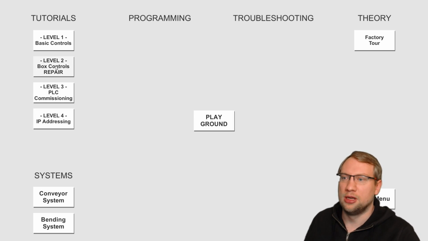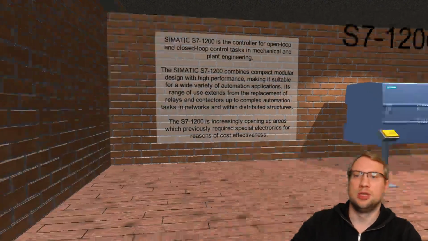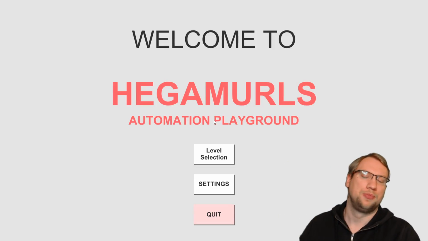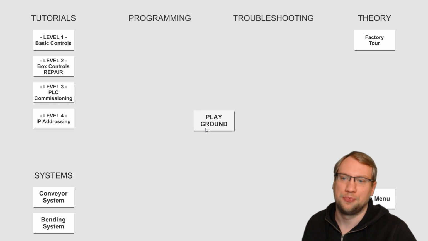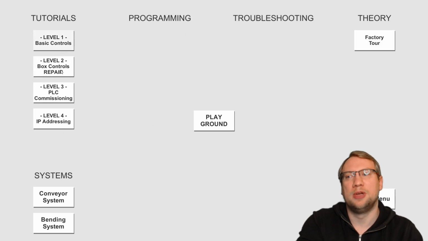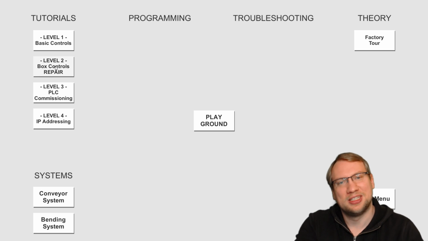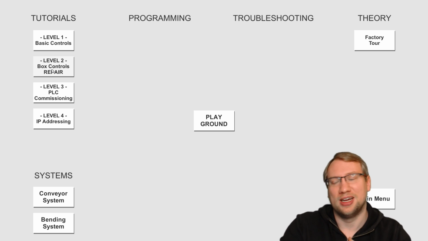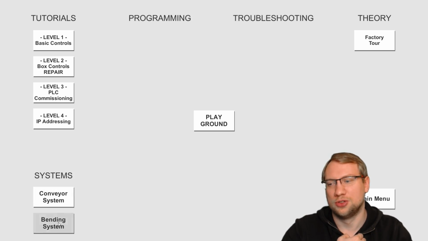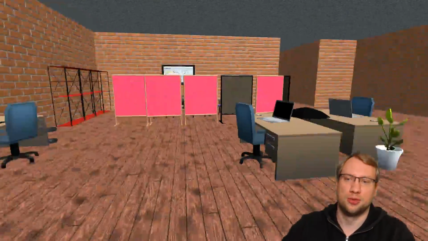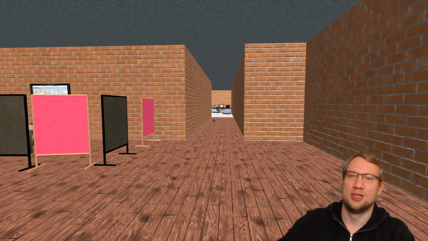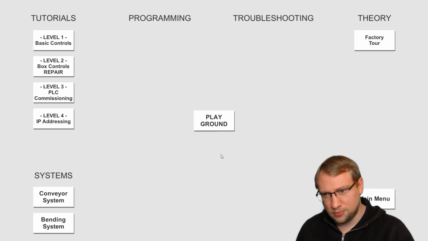So when I'm in the middle of something, let's take another room here, in the middle of PLC commissioning, if I hit escape, I'm going back to the screen. Also in the playground, going back to the screen. So there are some levels. This one here that says repair, I still have to repair. I broke it and it's still in repair. And there's the conveyor system and the bending system. Those also do not work. I also have a little factory tour here, a small factory I built for you to walk around just to have a bit of fun.